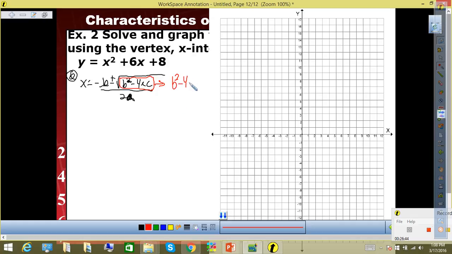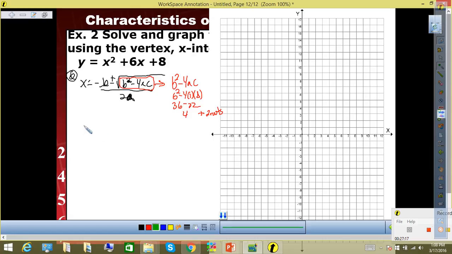B squared minus 4ac. So what is b? 6 squared minus 4 times 1 times 8. So this is 36 minus what? 32, and that gives me 4. Therefore, it's a positive, and it's 2 roots. That's how many roots I'm going to get at the end. Is that correct? So this doesn't help me other than to tell me how many roots.